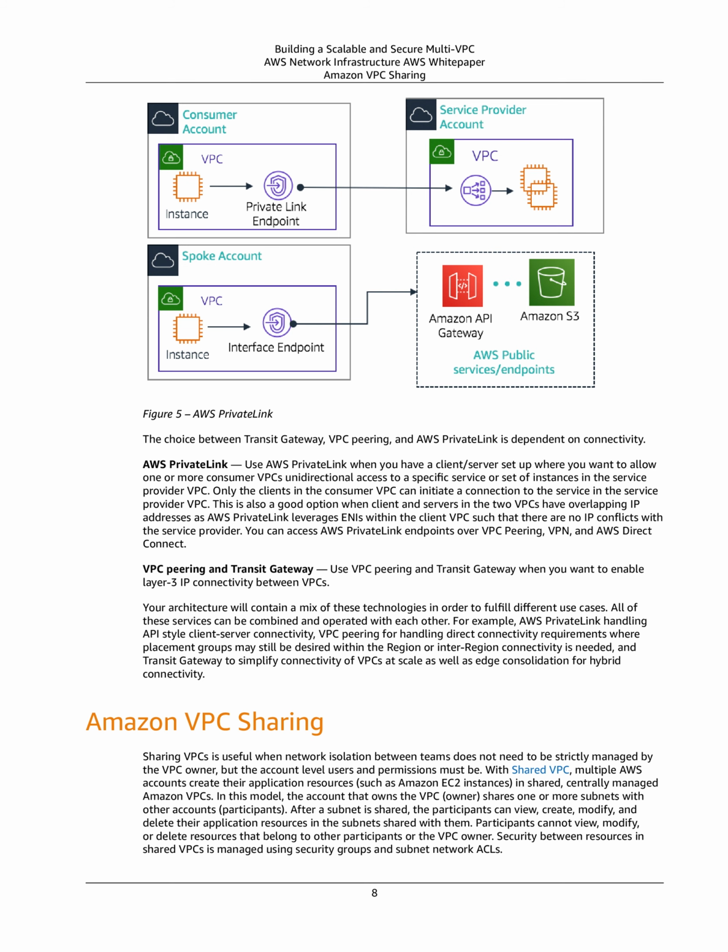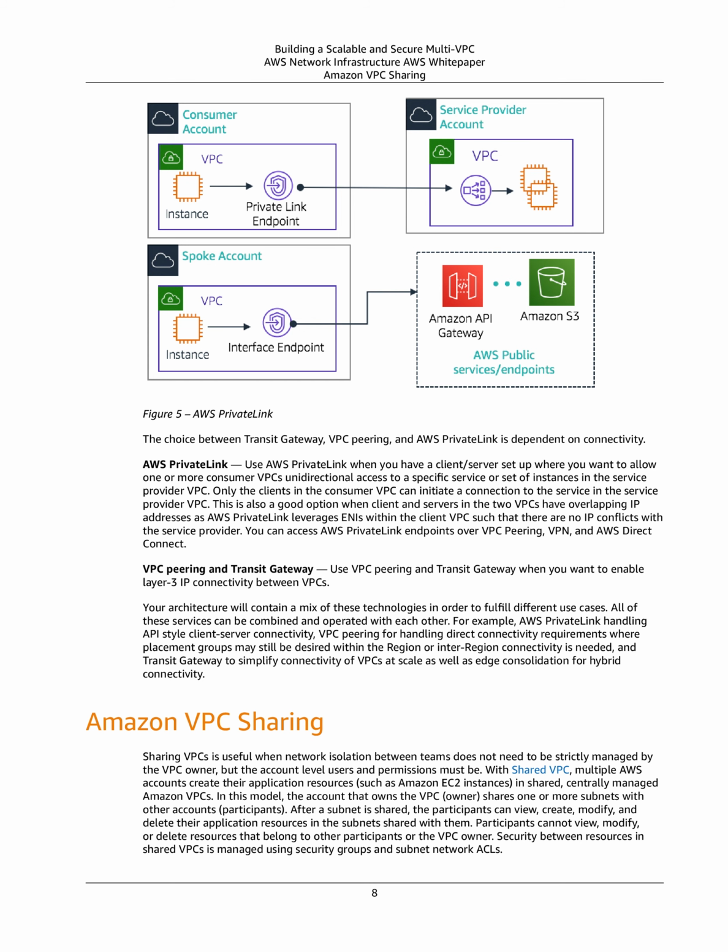For example, AWS PrivateLink handling API-style client-server connectivity, VPC peering for handling direct connectivity requirements where placement groups may still be desired within the region or inter-region connectivity as needed, and Transit Gateway to simplify connectivity of VPCs at scale as well as edge consolidation for hybrid connectivity.